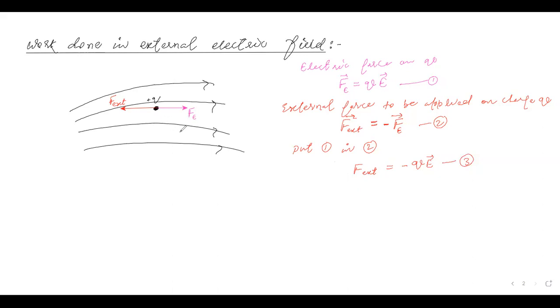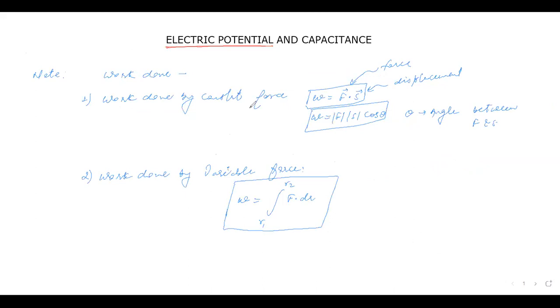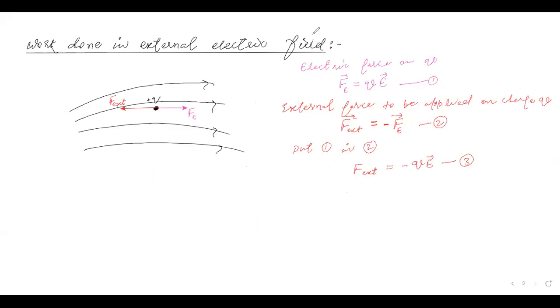And now, what will be the amount of work done due to this external force? How can we calculate it? We already know the equation of work done by variable force, W is equal to the integral of F dot dr from R1 to R2. So we can write here, what is the work done now?